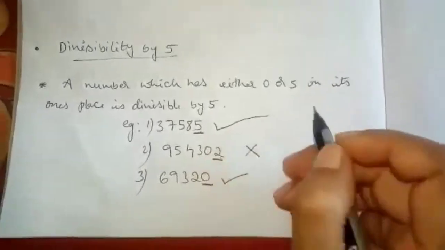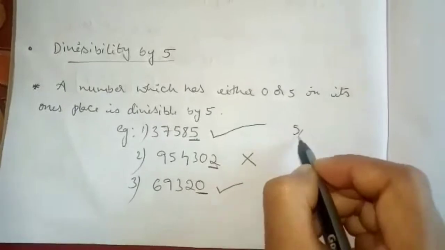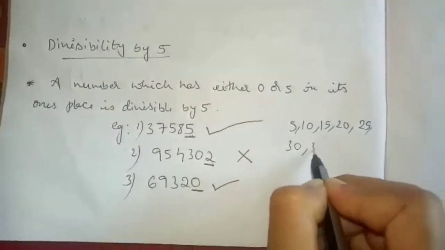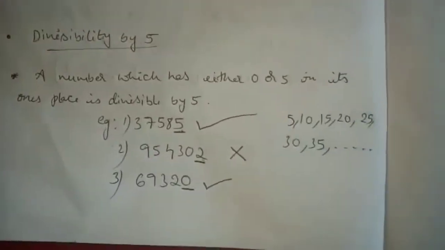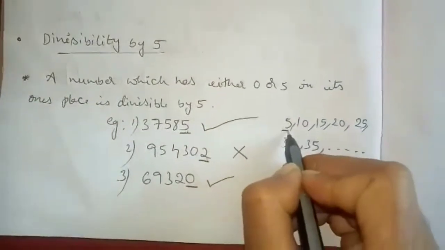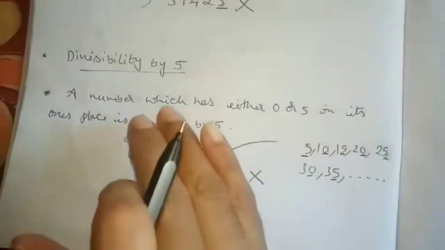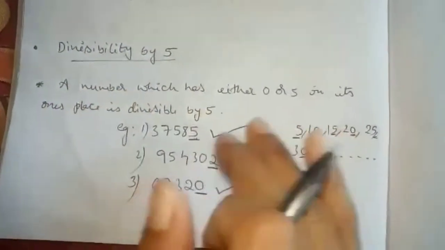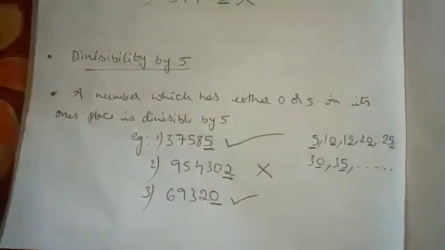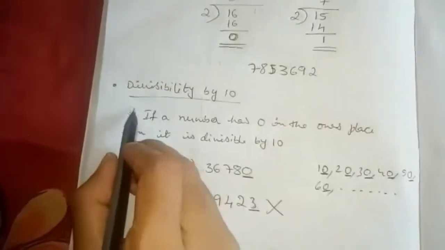In the same way we got it in the tens. Here also we will see the multiples of 5: 10, 15, 20, 25, 30, 35, and so on. So what is there in the units place? 5 or 0, right? So from this we got this test, divisibility by 5. So from this we can say if you have 0 or 5 in the units place, it is divisible by 5. So you should remember these points, okay?